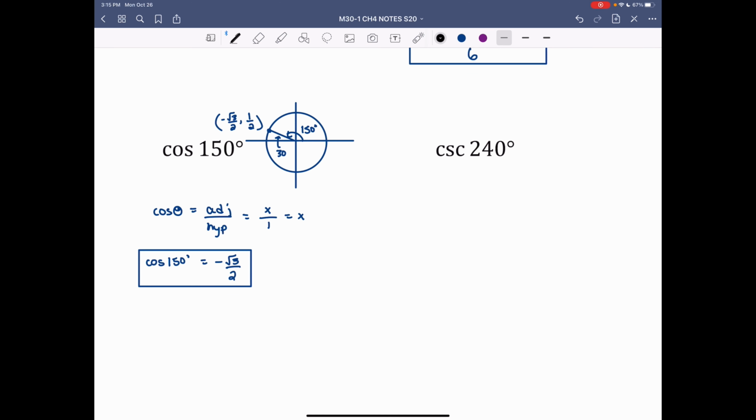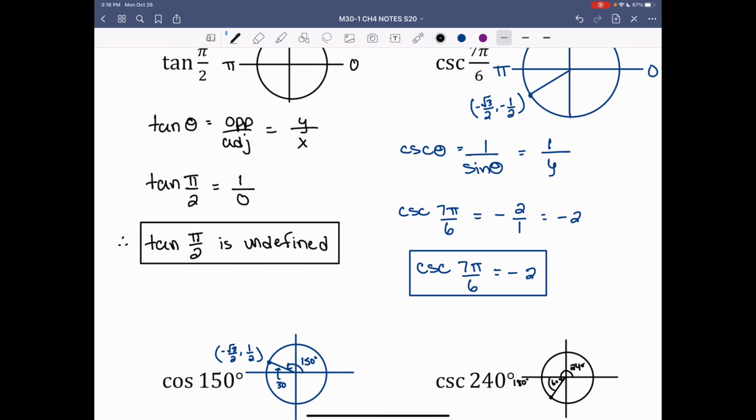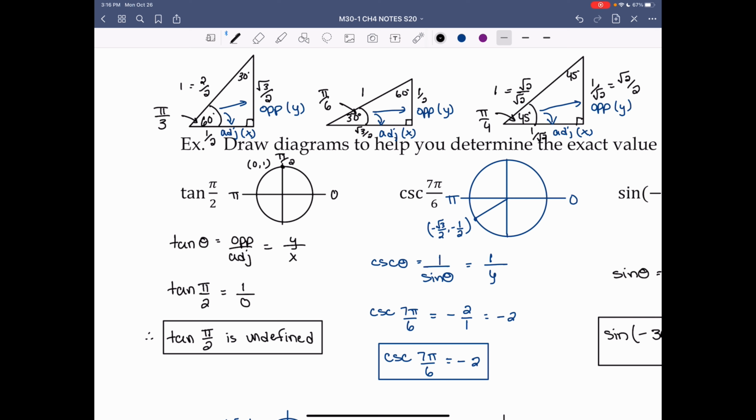Cosecant of 240 degrees. Start with our diagram. 240 degrees is more than 180, which is here, but less than 270, which is here. It's 60 degrees more than 180, so it'll be about here. Reference angle would be 60 degrees. And then our angle is 240 degrees. It's in quadrant 3, so x and y are both negative. We want to look at our special triangle with 60 degrees. So special triangle, 60 degrees.